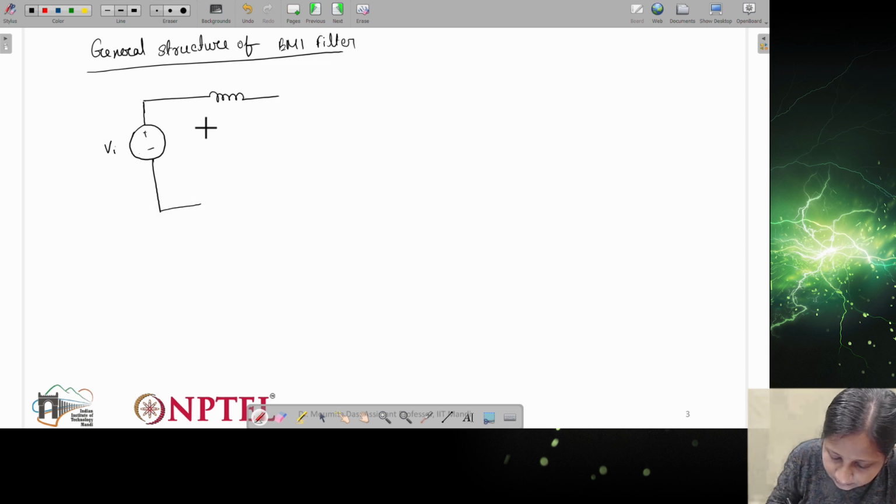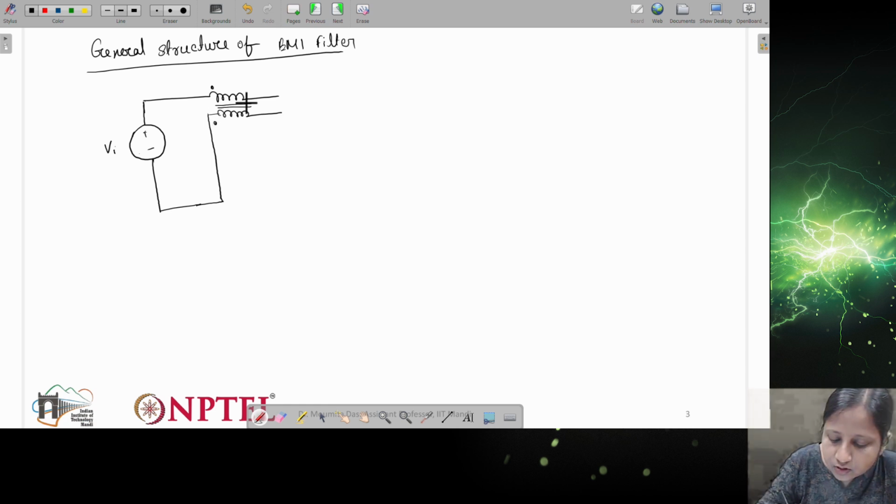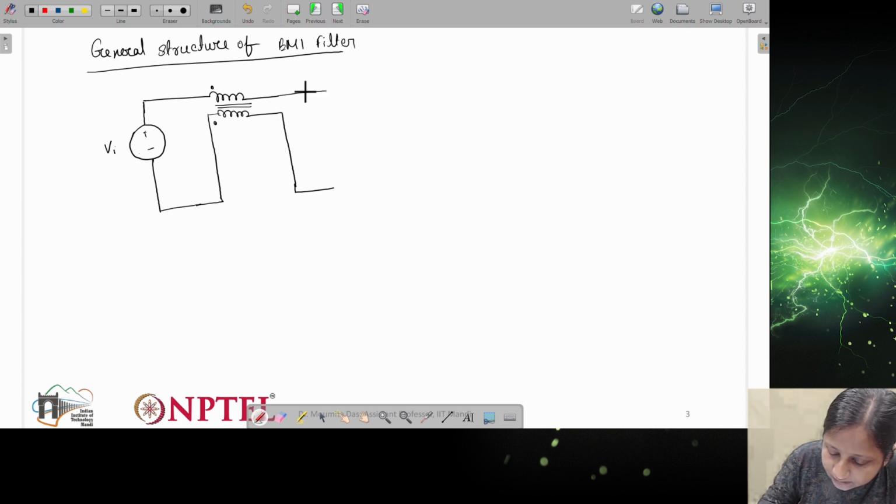It is nothing but one coupled inductor, right? So this choke will be connected after the source. This is CM choke. I'll just write down this name later. And then it will be connected to one filter capacitor. Right.